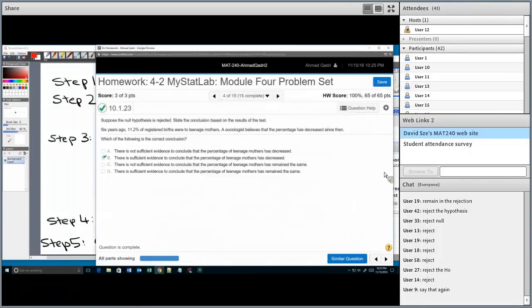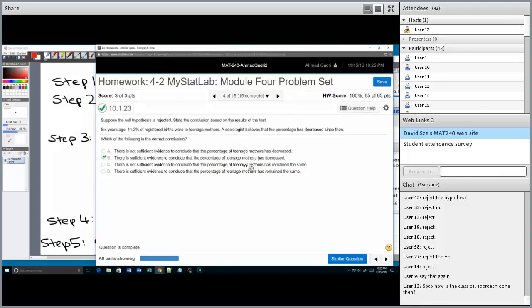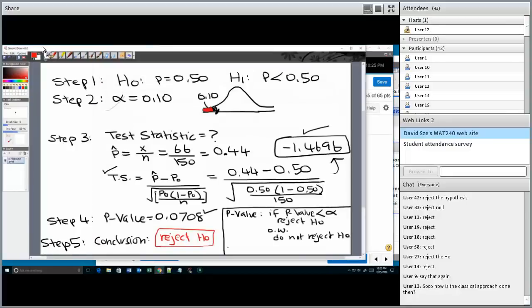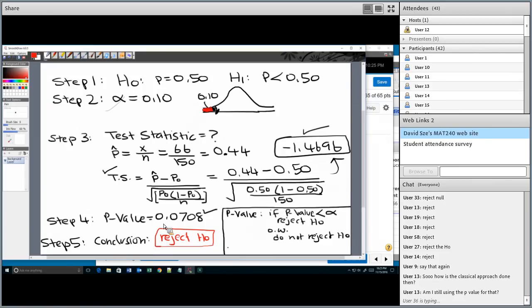Okay, this is a good example. Remember, we're rejecting the null hypothesis. Remember, in this problem we said that the null hypothesis is rejected. And so what did you say? You said there is sufficient evidence to conclude that the percentage of teenage mothers has decreased. This was your alternative hypothesis. In this case, you're going to say there is sufficient evidence to conclude that your proportion, whatever proportion you're studying, is less than 0.50. Okay? That's your conclusion based on the test.